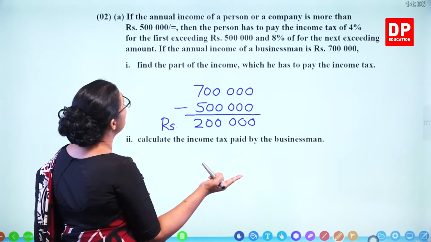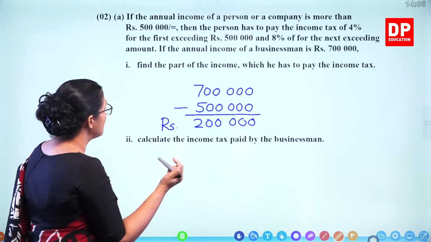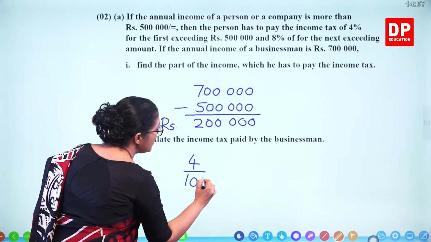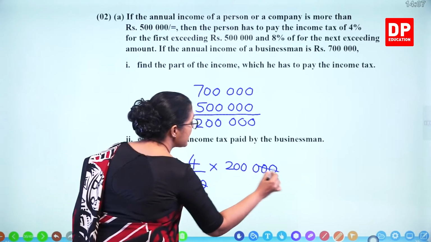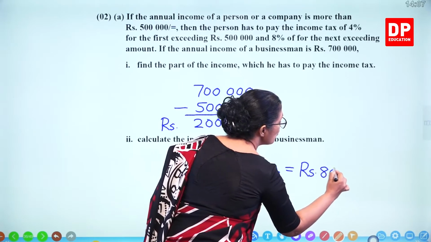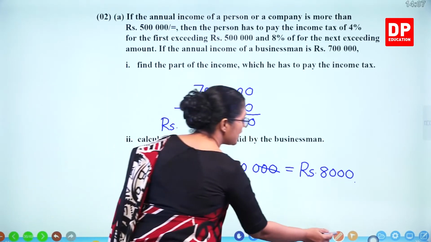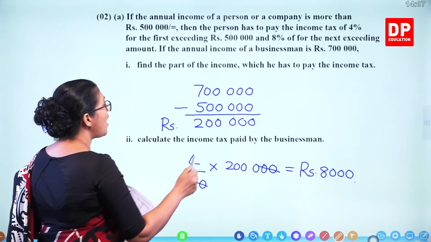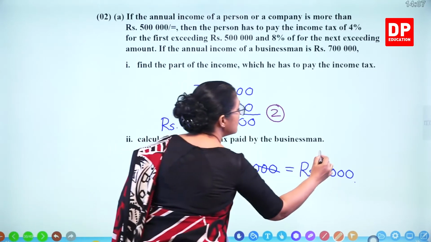So you have to pay 4%. So next 500,000, 4%. So 4% means 4 over 100 into 200,000 rupees. So 2 zeros get cancelled out. 4 times 2,000 is 8,000 rupees. So you have to pay 8,000 rupees. So how many marks for these 2 steps? So you get 2 marks for finding this value and 8,000, 2 marks.